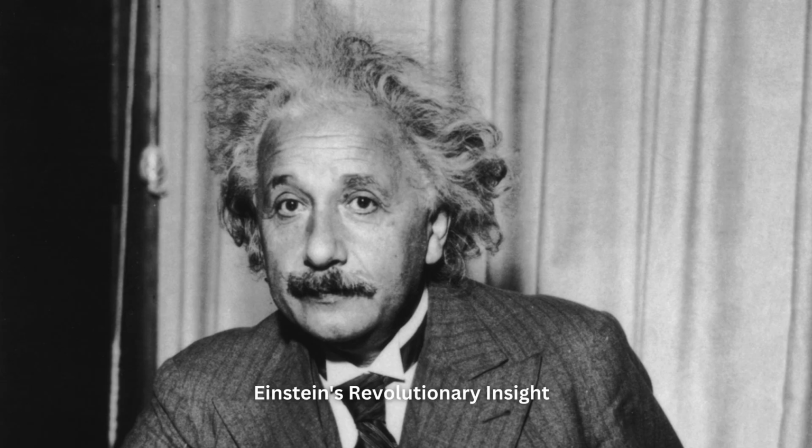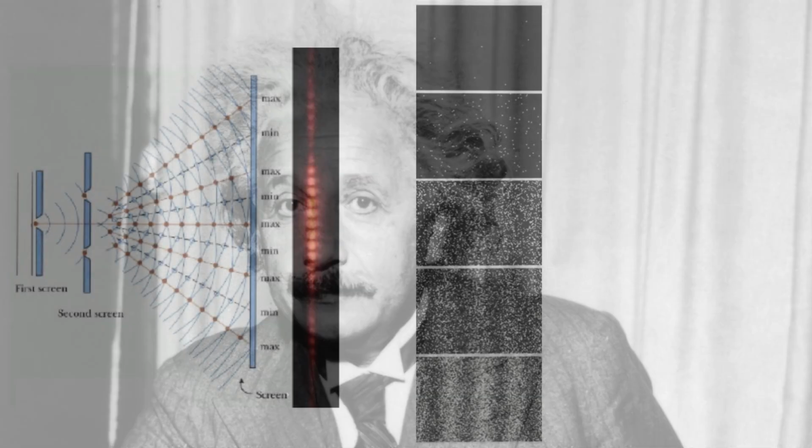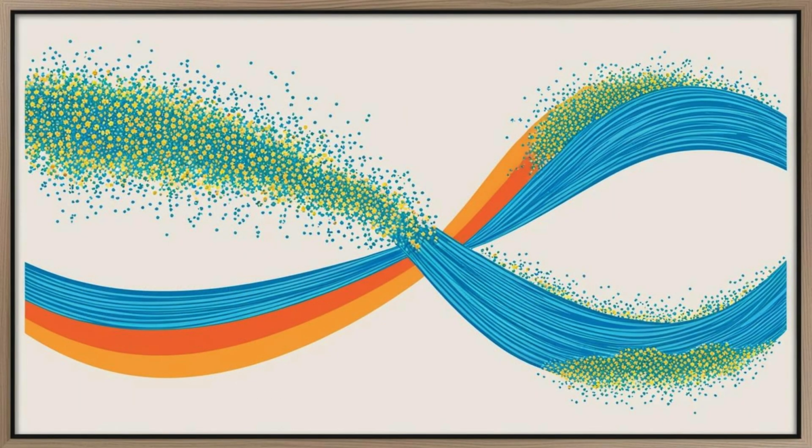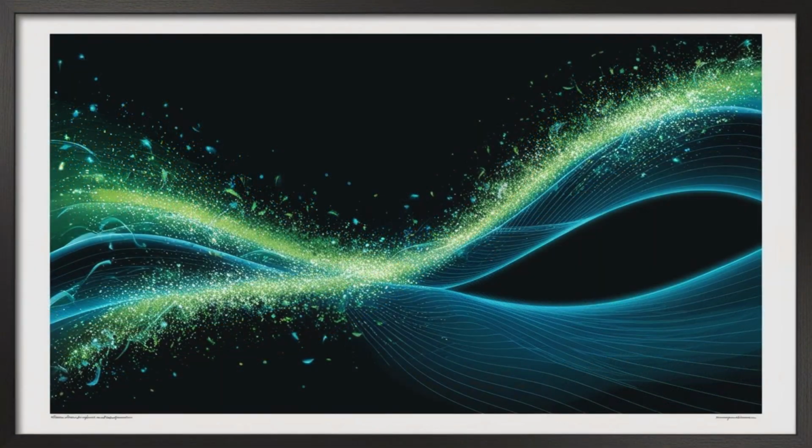Einstein's revolutionary insight. For a century, Young's double-slit experiment convinced scientists that light is a wave, not a particle. Then in 1905, Albert Einstein showed that light also behaves as if it were a stream of particles. It can behave like a wave and a particle.